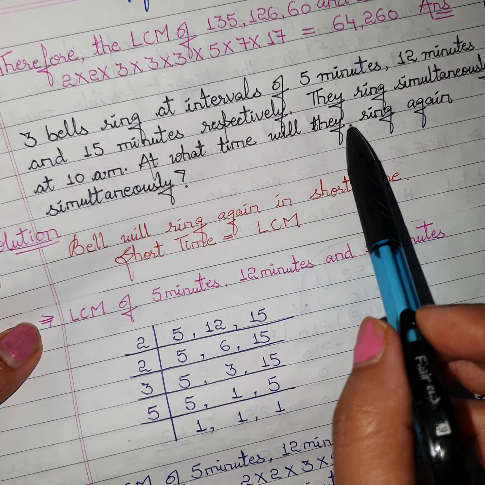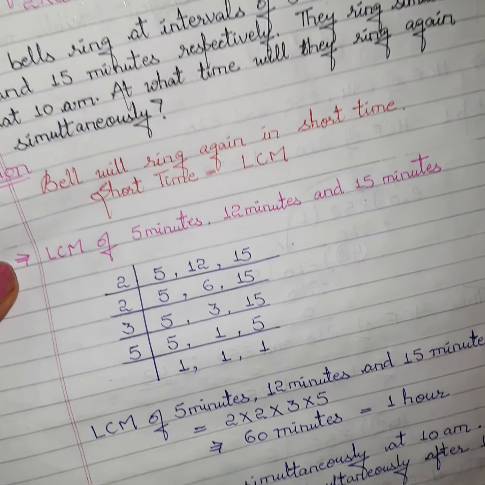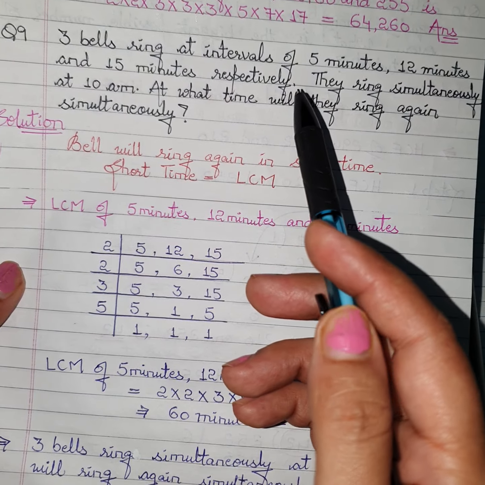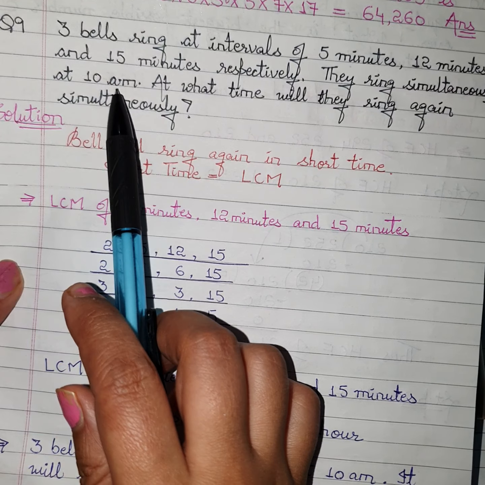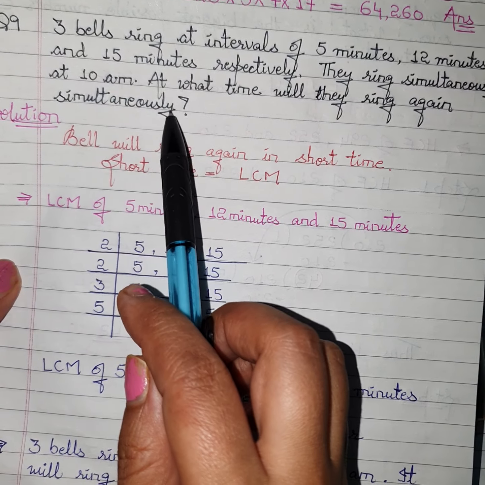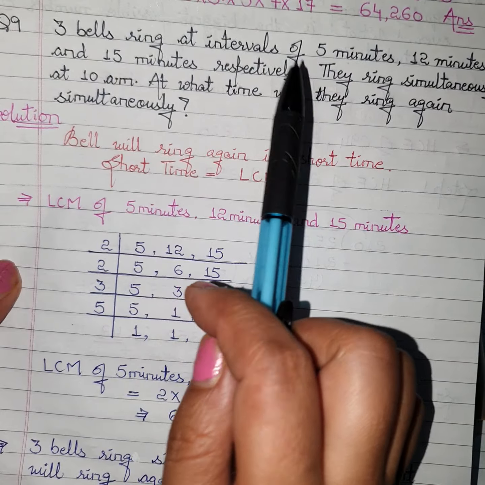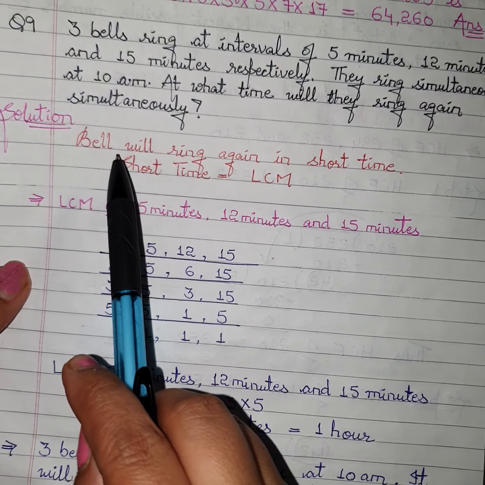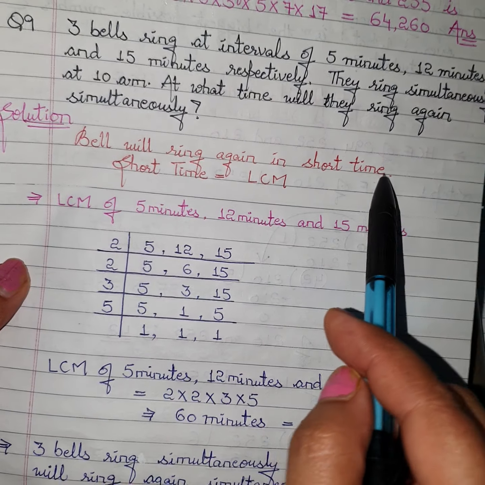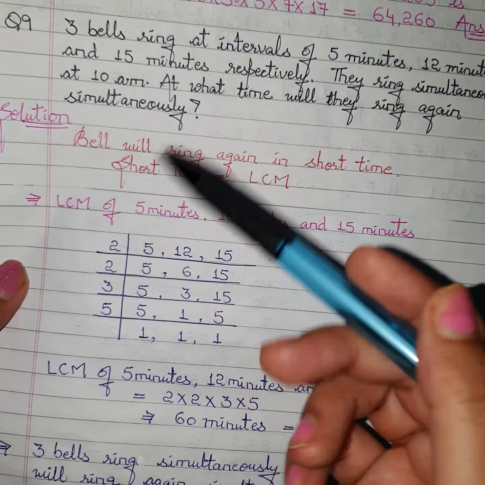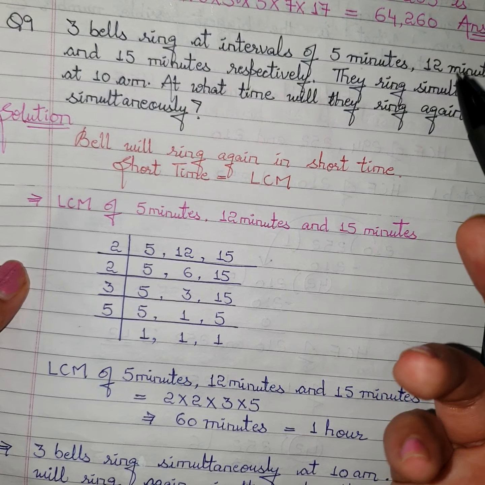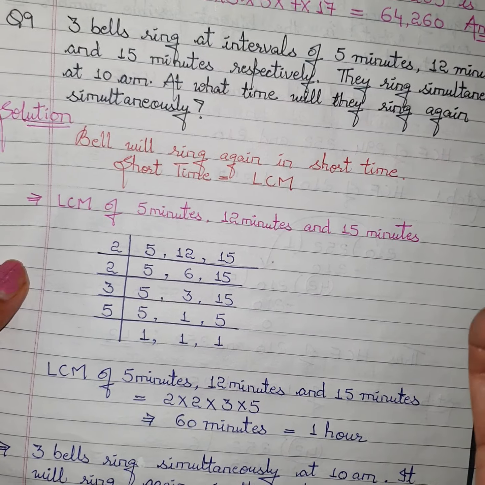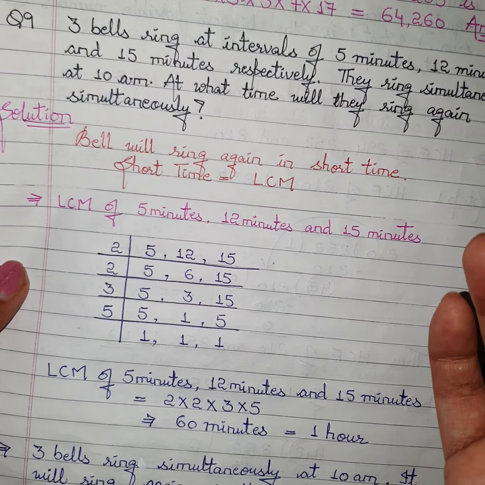At what time will they ring again simultaneously? So we have to tell at what time they will ring together again. Firstly, they rang at 10 a.m. So now at what time will they ring together? The bells ring again in a short time. This is clear. The bells are ringing in a short time. So if they rang at 10 a.m., then in a short period of time they will ring again.